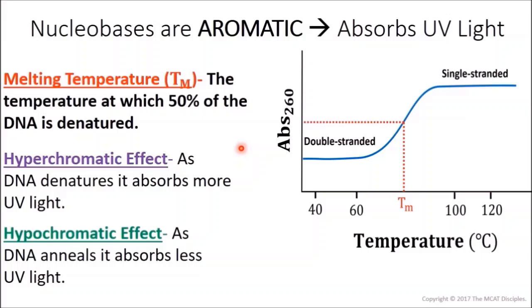The hypochromic effect is saying the opposite, but it's the same. It's playing on the same effect. They're both kind of polar opposites, but same thing. If you know one, you know the other. Again, the melting temperature is the temperature at which 50% of the DNA is denatured.